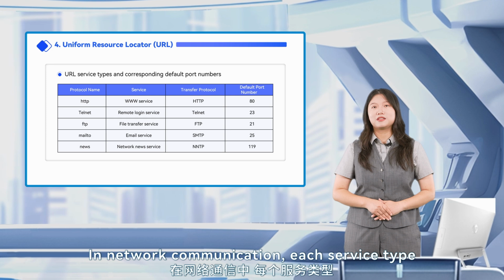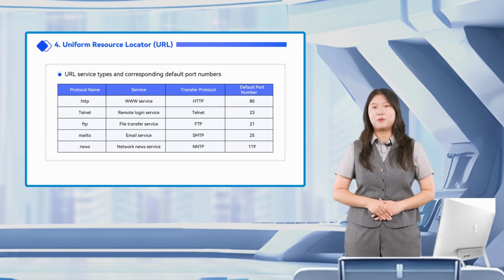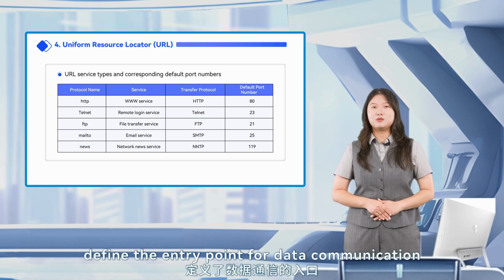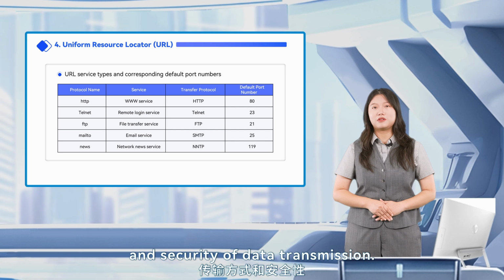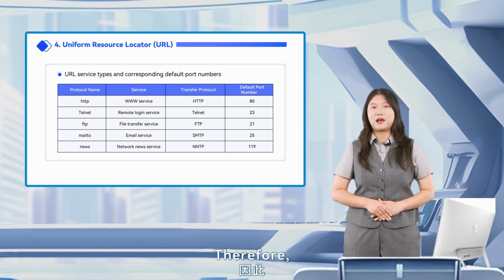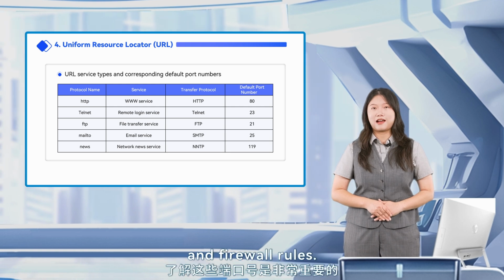In network communication, each service type has a default port number associated with it. These port numbers not only define the entry point for data communication but also determine the method and security of data transmission. Therefore, understanding these port numbers is crucial when configuring network services and firewall rules.